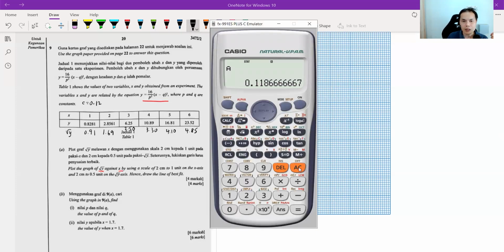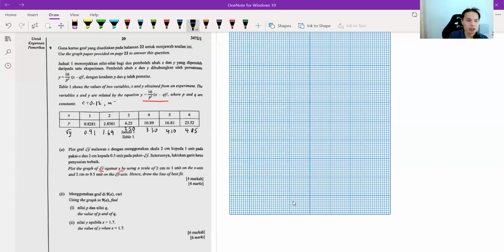To find your gradient, press Shift 1, press 5 for regression again, press 2 for B, and press equals. This is your gradient, approximately 0.79. So let's begin plotting the graph now, knowing that our gradient and y-intercept should be these two values.